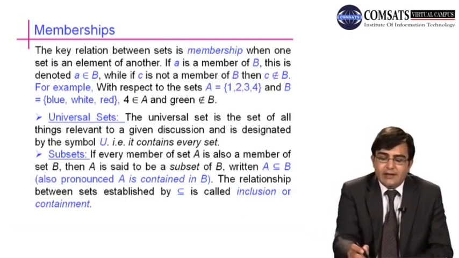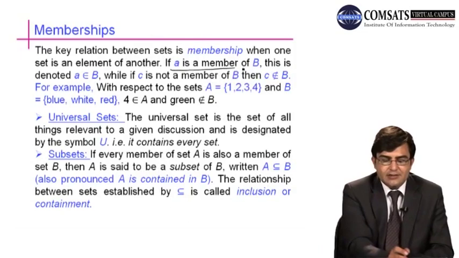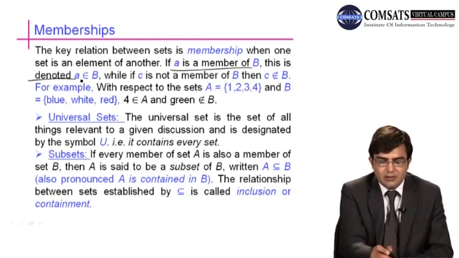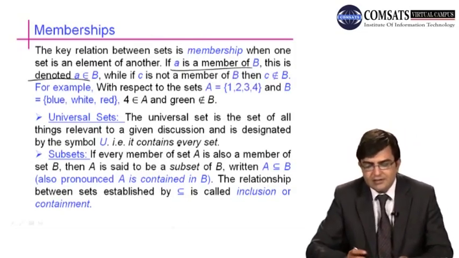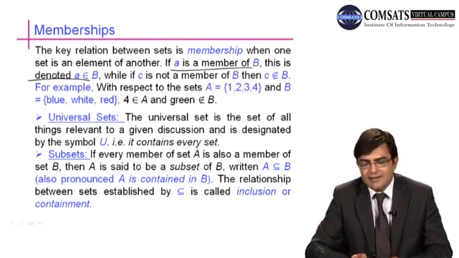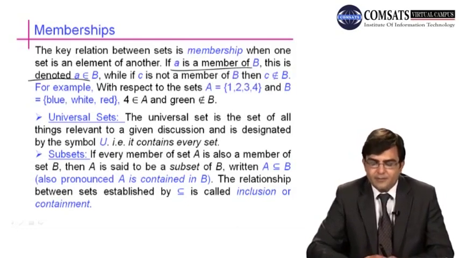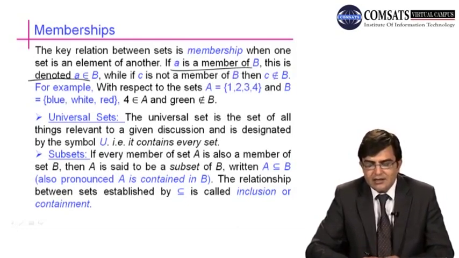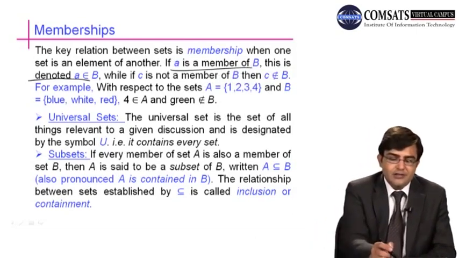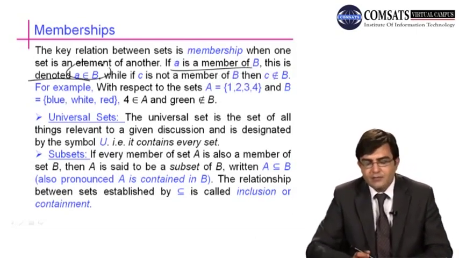So if A is a member of B, this is denoted by A belongs to B. So this is the membership of elements to the set. If we say that a particular member A, for example, is a member of B, then we denote it by A belongs to B.